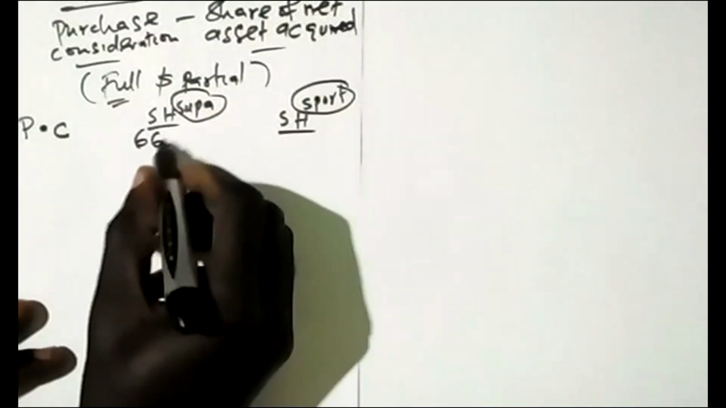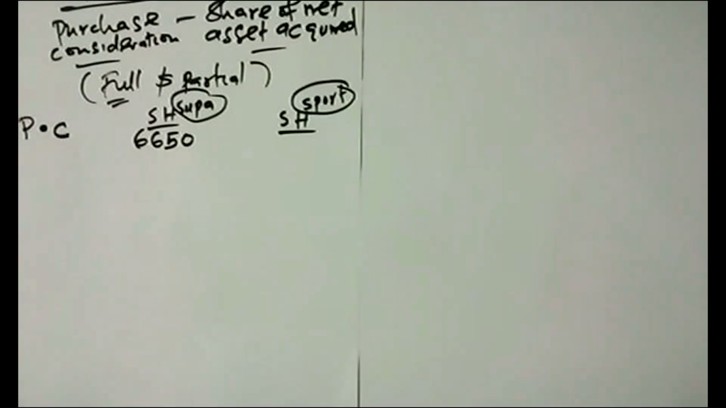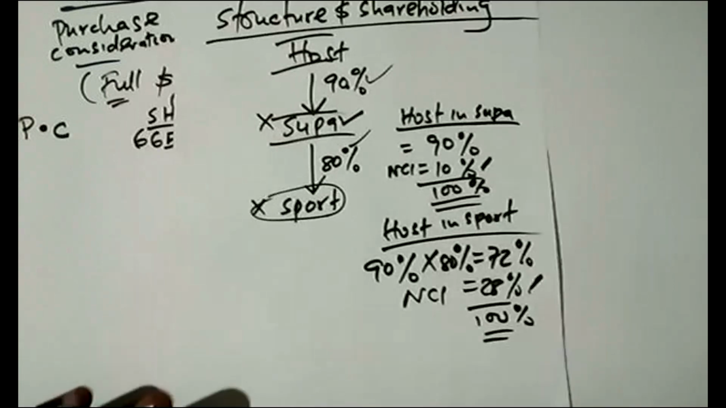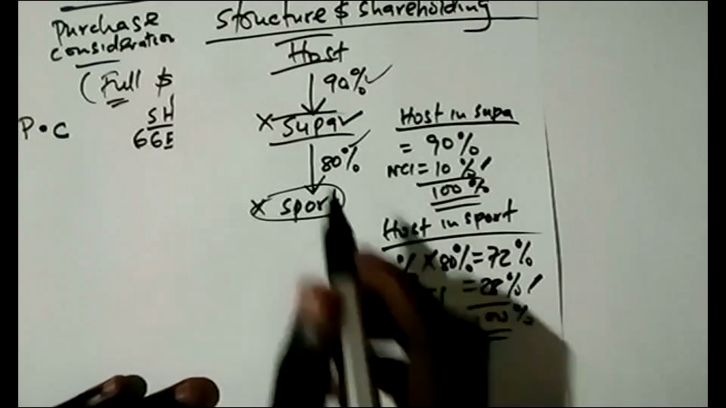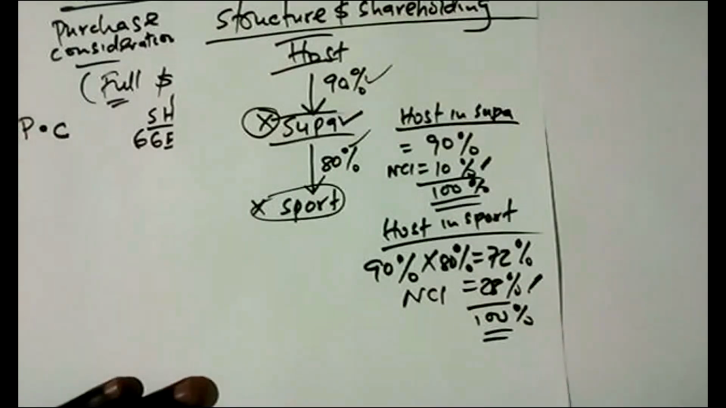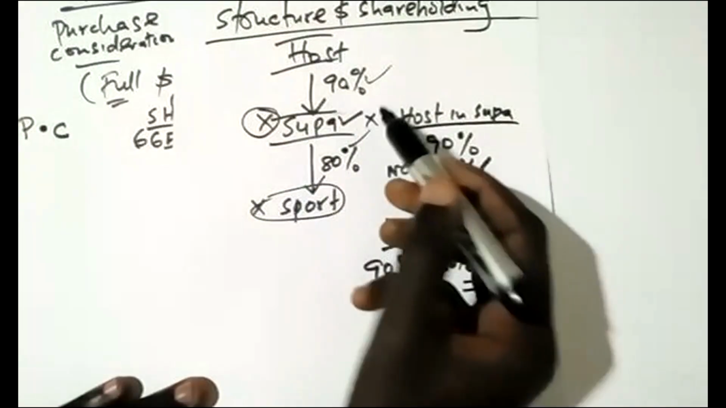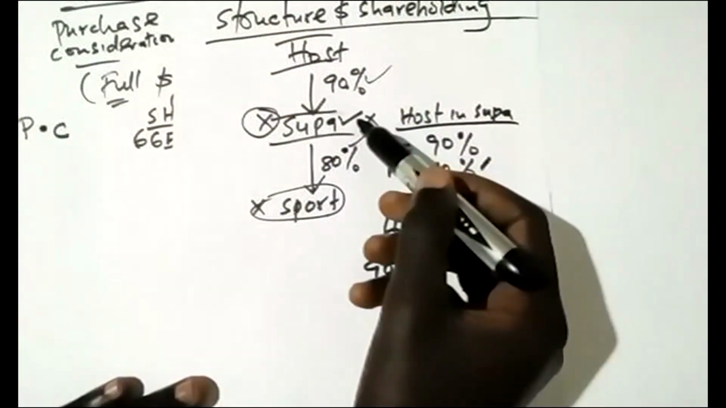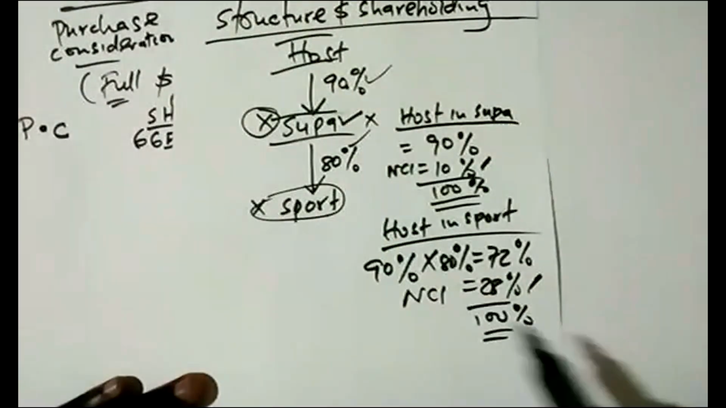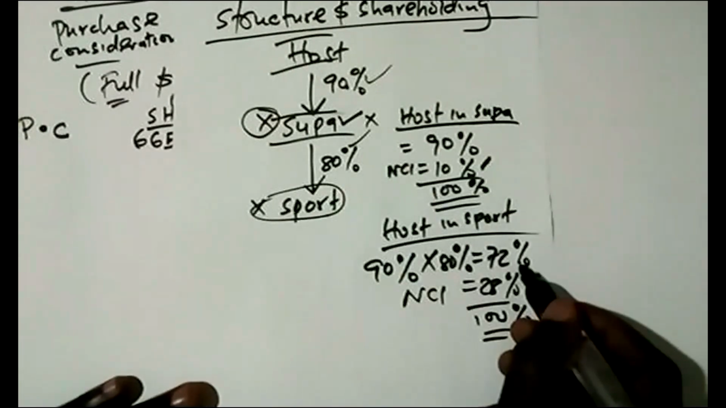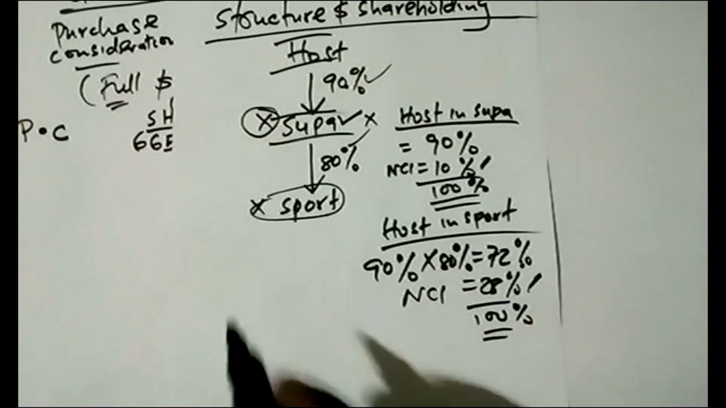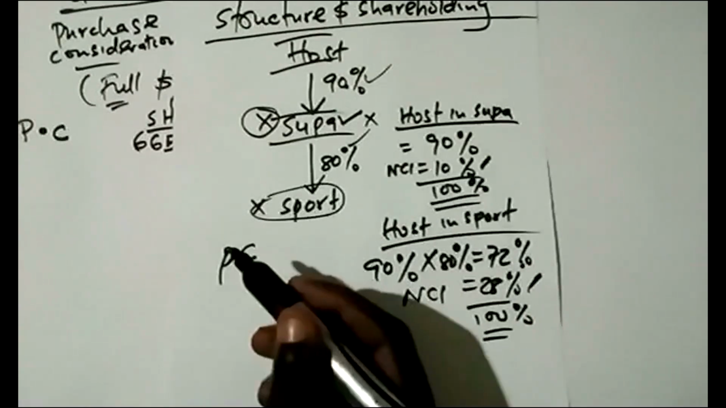So 6650, that is fine. How much did the host invest in Sport? You need to know that when he was investing in Sport, he invested indirectly, because you can see he invested through Super. So investing through Super, and you know that the investment was 72%. That is the control. But now we need to get the purchase consideration.